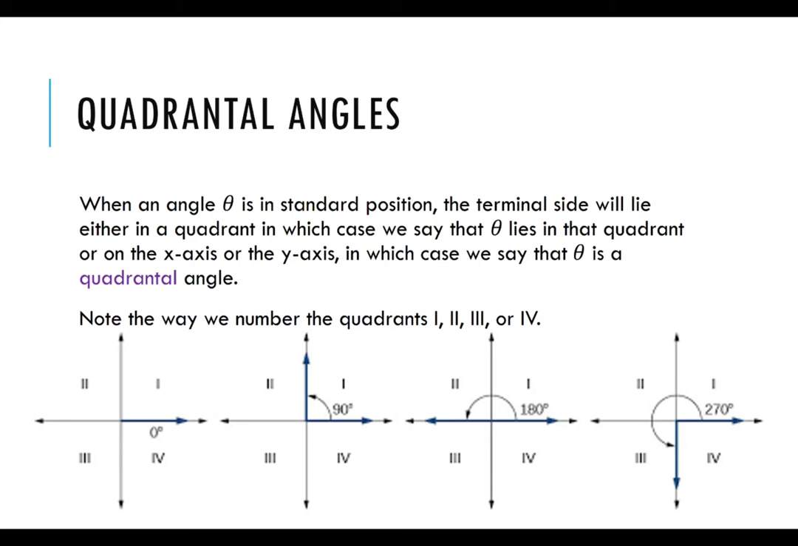That's another quadrantial angle. Or you could rotate positive 270 degrees, and you could end up on the negative y-axis, and that is the other quadrantial angle. Now technically it's true that you could also rotate all the way around and end up where you started.